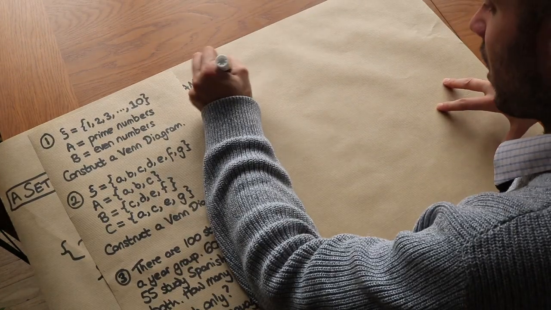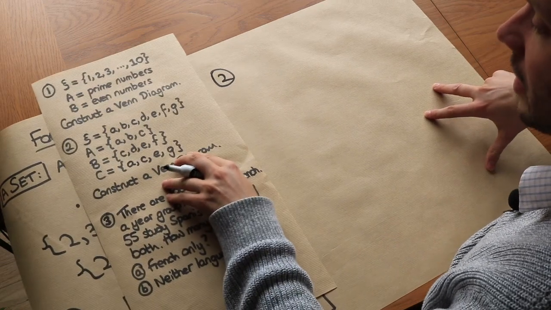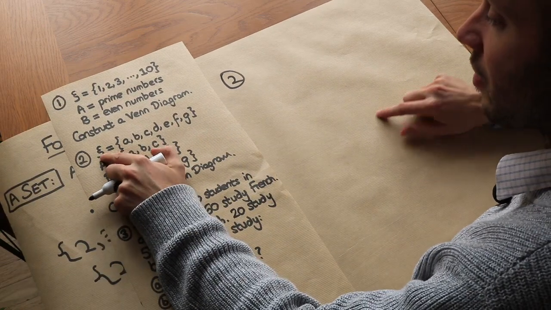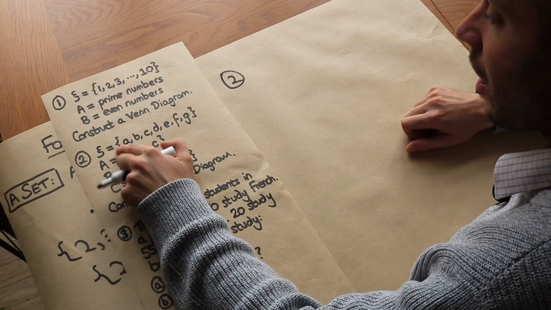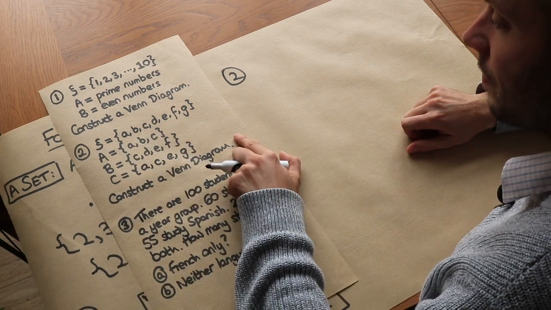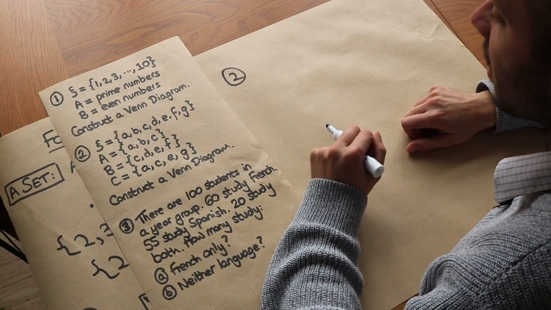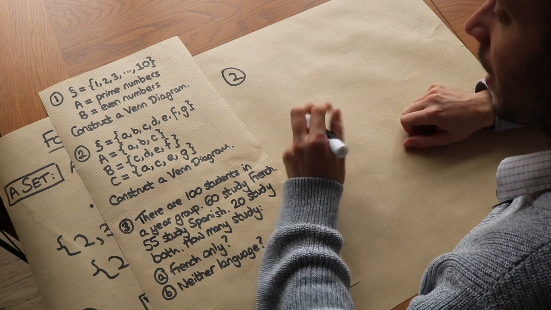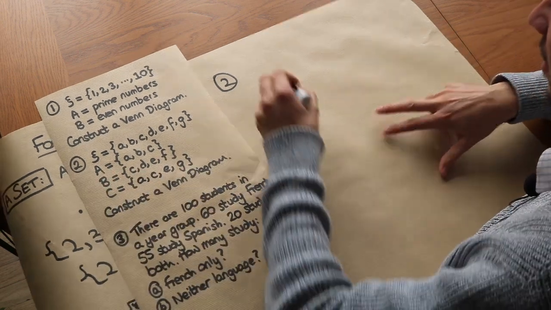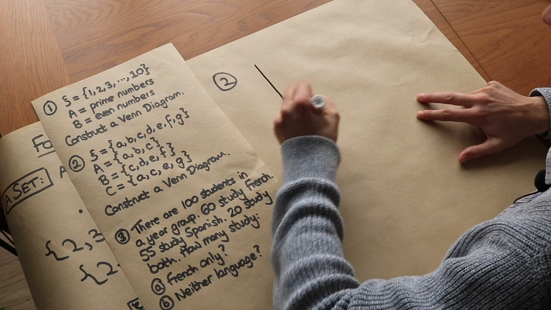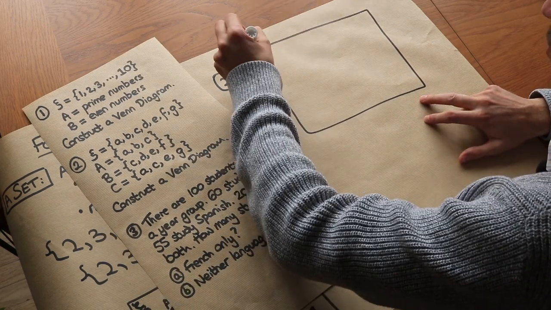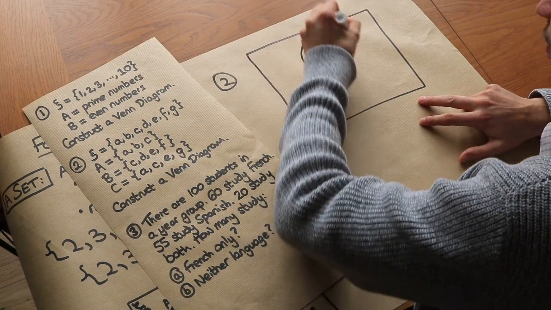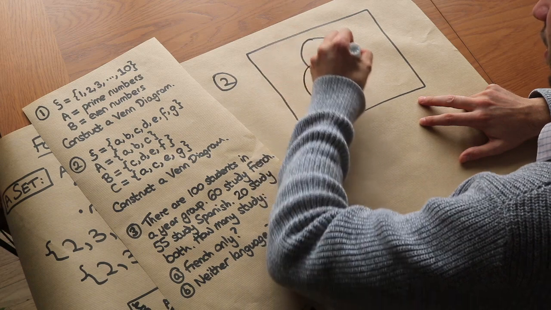Let's do question 2. We can actually have the interaction of 3 different sets. So this is our special set xi, which consists of letters A to G. Remember that sets don't have to contain numbers, they contain letters or words or whatever. And we've got the 3 sets A, B and C. Now if you have 3 sets, the way you can do it is to have 3 overlapping circles like this.